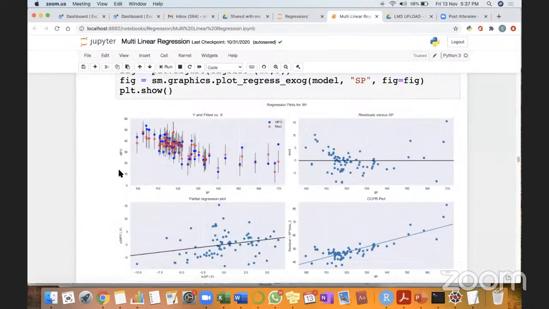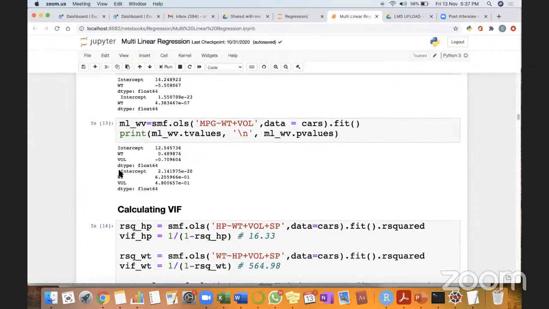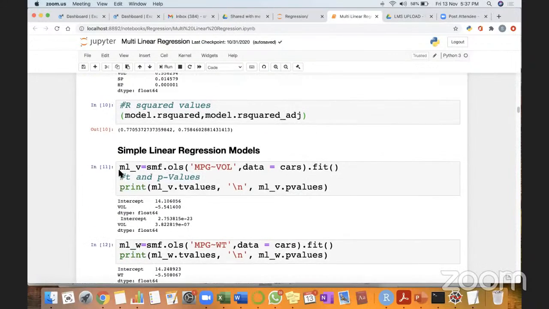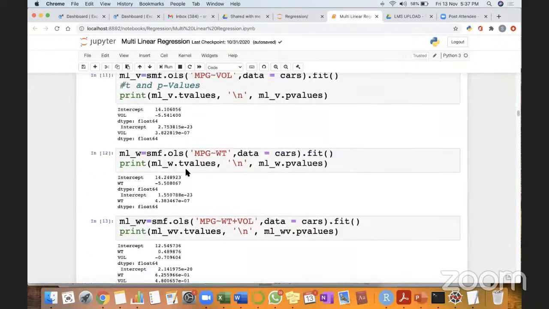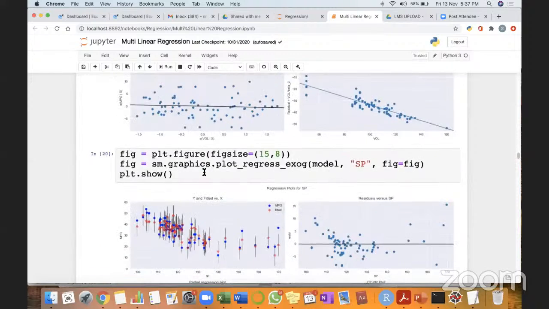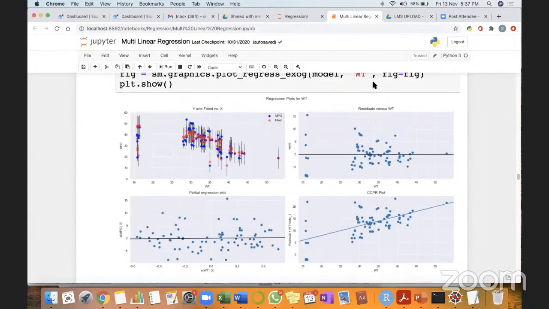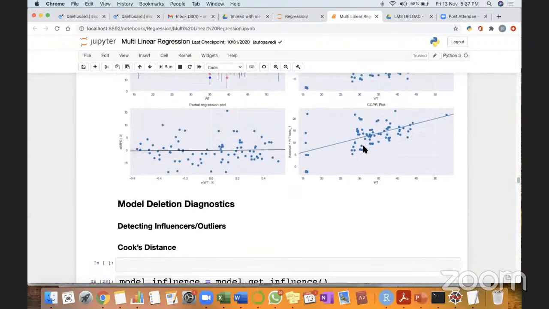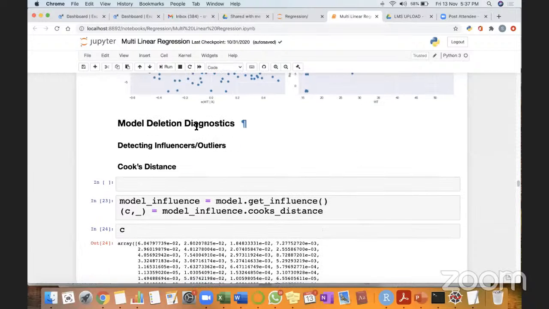So did you find out the accuracy for this problem? The R square value was how much? 0.77, right? Okay. So like that, we have to find out for all the variables for weight also. Right. So once we identify the problems associated with the regression equation, then we'll go for the model deletion diagnostics, right?